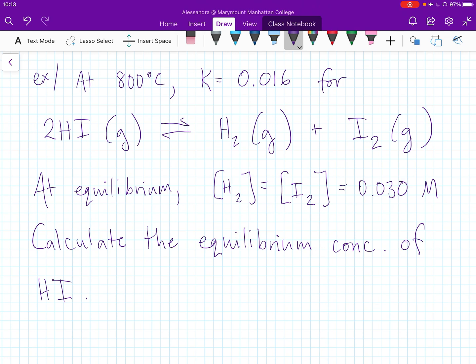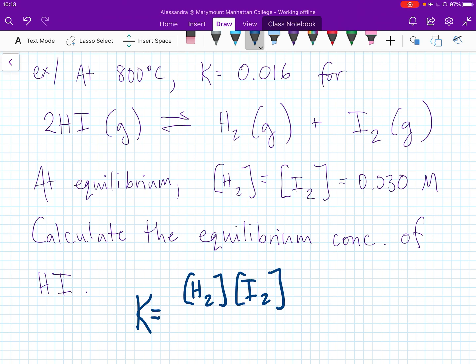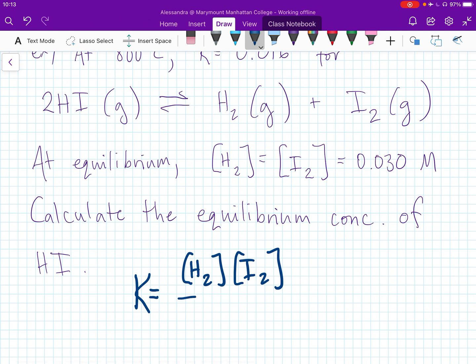The first step is to write an expression for K based on the reaction. K is equal to the concentration of the products raised to the powers of their stoichiometric coefficients. The reaction is balanced, and the stoichiometric coefficients for both products are 1, so they're raised to the power of 1, over the concentration of the reactant, HI, raised to the power of its stoichiometric coefficient, 2. So this is the expression for K for that reaction. And I was told that K is equal to 0.016.